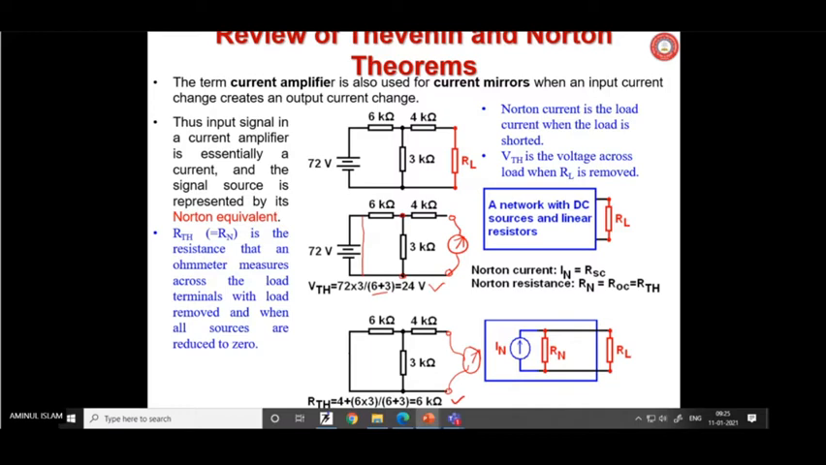I'm just keeping these slides because it is known to you how Norton is done. You put a short across the load to find out the ISC, short circuit current, which goes in parallel with the RTH or RN. RN or RTH is the same. So it will go in this. And in case of Thevenin, that VTH goes in series.